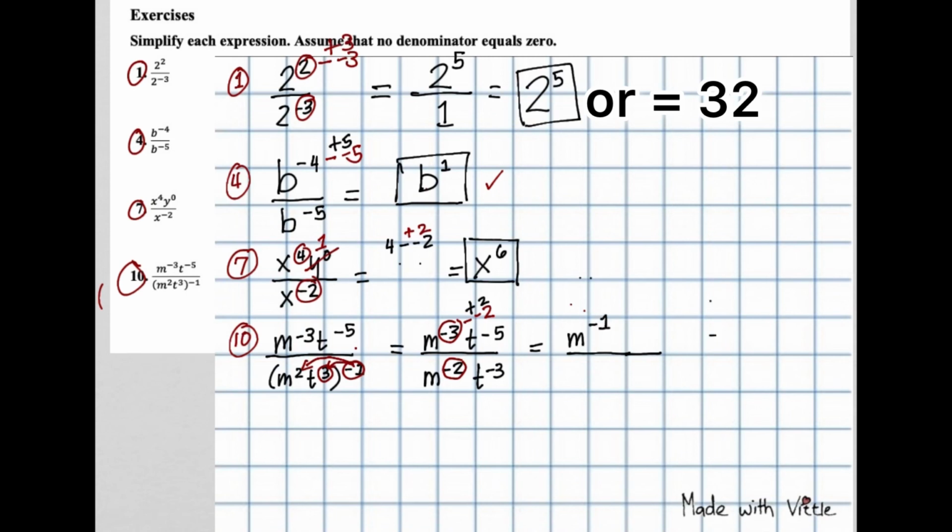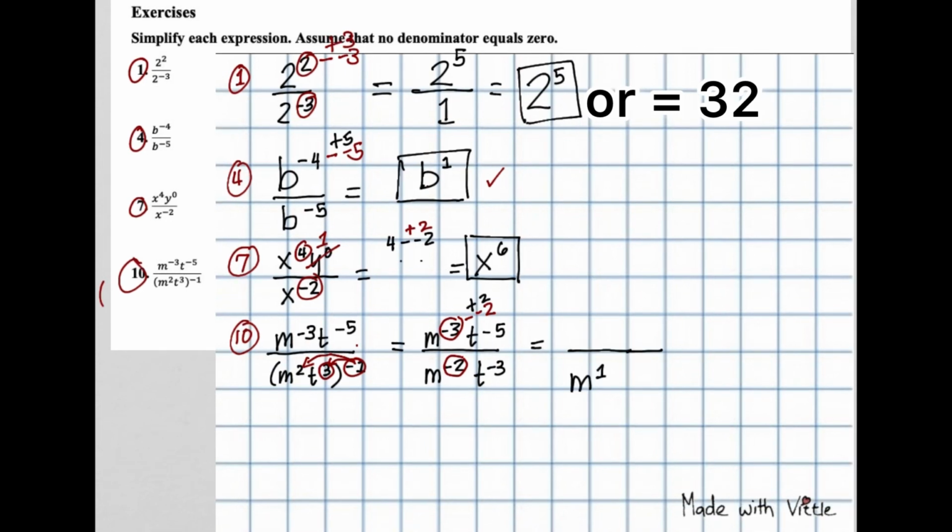Since m has a negative power of 1, we have to write it at the bottom of our fraction as one of the denominators, so we can have a positive exponent for m. T to the negative fifth power divided by t to the negative third power. Let's subtract their exponents. Negative 5 minus a negative 3 is the same thing as plus 3.